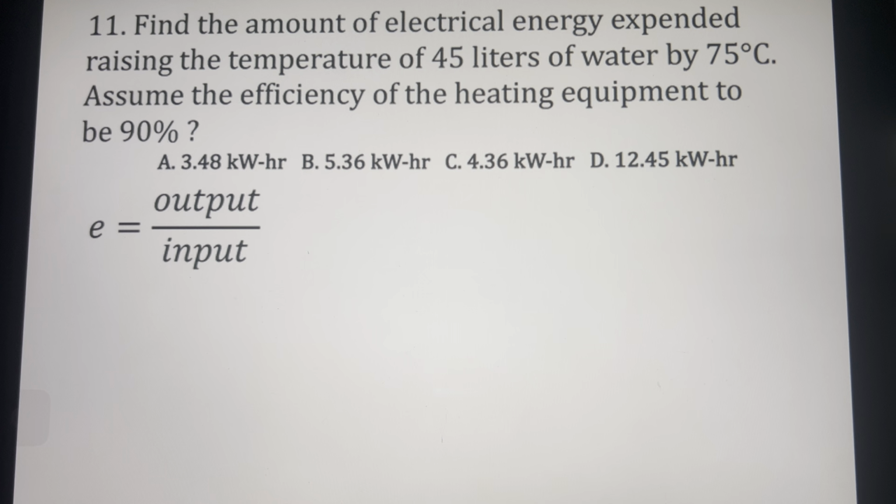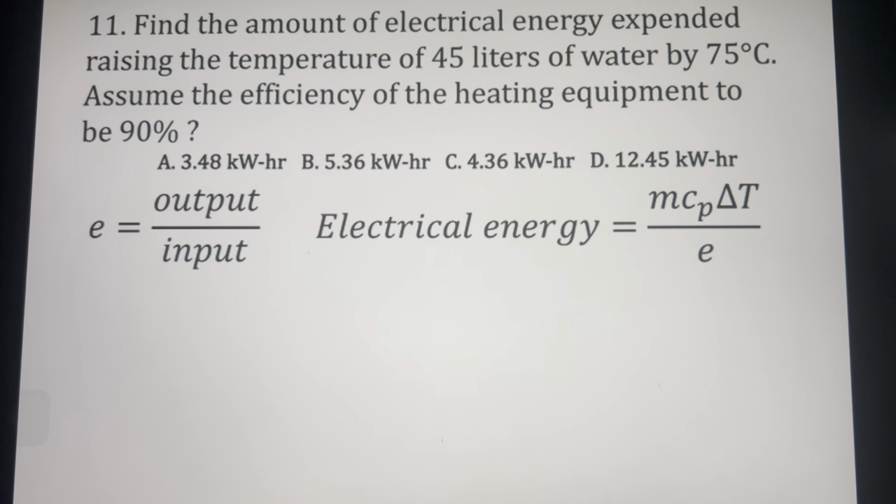How about the output? So what is the output of this heating equipment? Of course, the output is the heat or the thermal energy transferred to the water. And since this water is heated, it has a temperature rise. And if there's a temperature rise, meaning the heat is sensible. So for sensible heat, we have a formula of m Cp delta T. So that is our output. So our input or the electrical energy is our sensible energy, m Cp delta T, divided by efficiency.